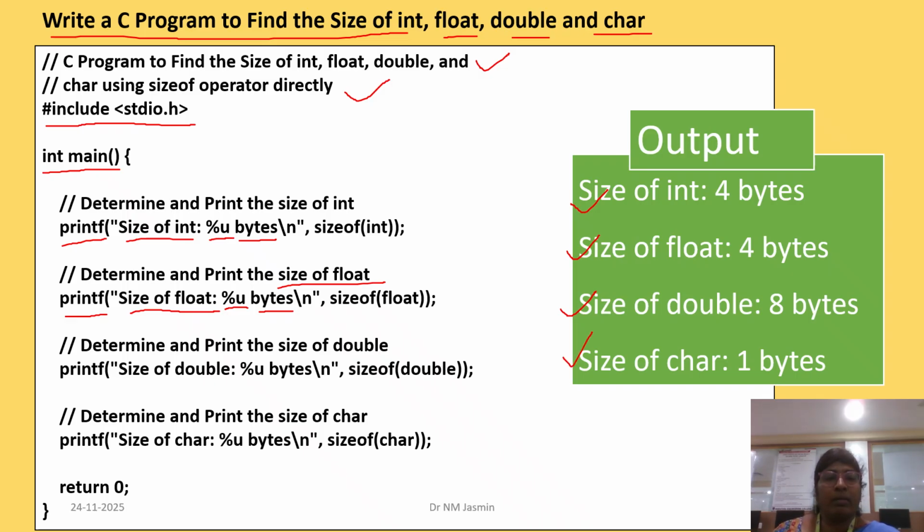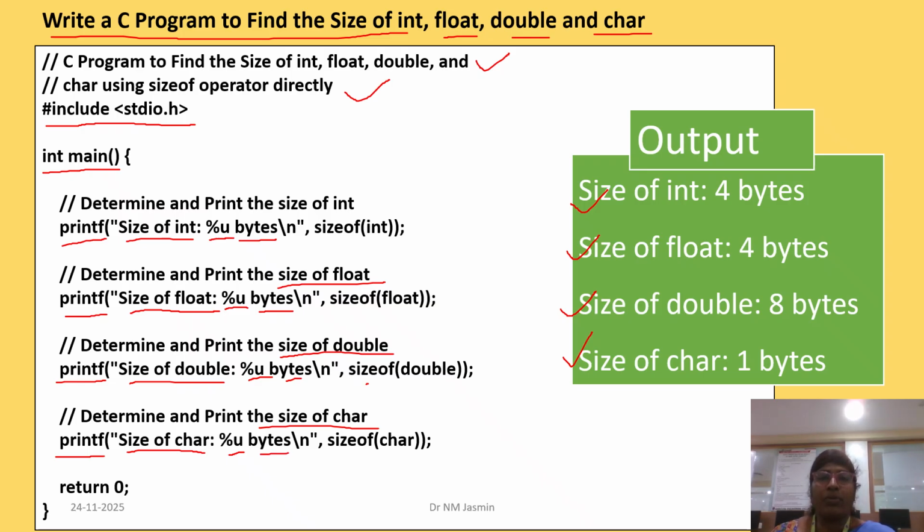Third, I want to know the size of the double data type. For that, take the printf as an output function. The size of the double is also an unsigned value. That is the reason I use %u, and the unit is bytes. Finally we will get the size of the double. Also, I want to have the size of the character. So printf, the size of the character is also unsigned. We have used %u as a specifier, and the unit is also bytes.